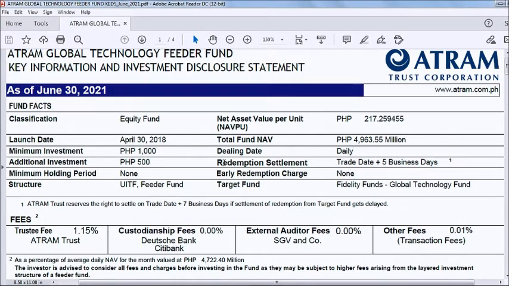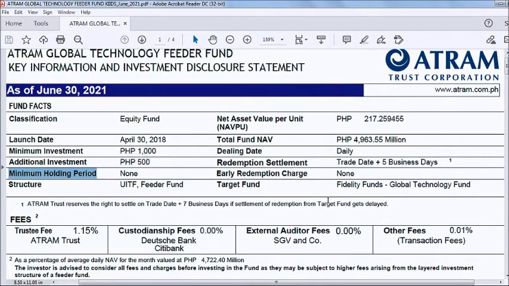I think it's very important to know din yung redemption settlement because pag magre-redeem ka na, dapat alam natin yung number of business days na makukuha natin siya or makakredit siya dun sa account natin. So, early redemption charge, there is none. Target Fund, Fidelity Funds, Global Technology Fund. Yung early redemption charge, nakalagay dito na may mga funds kasi na pag i-redeem mo siya at an earlier time, meron kang charges. So, for ATRAM Global Technology Feeder Fund, aside sa wala siyang minimum holding period, wala din siyang early redemption charge.